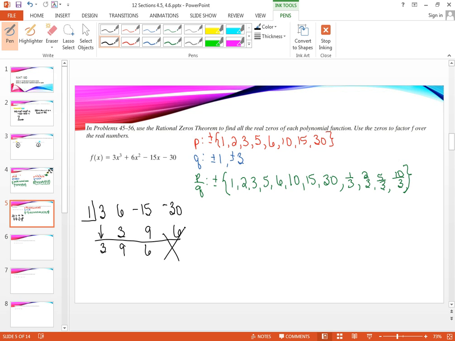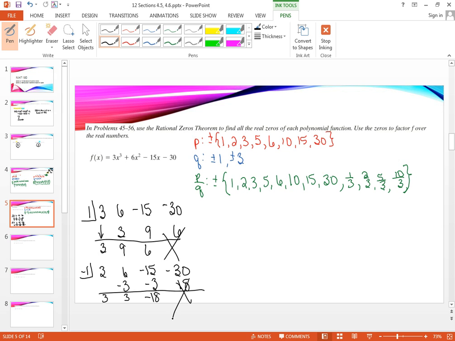Let's go negative 1. See if I can get it to fit here. Into 3, 6, negative 15, negative 30. All right, so that's negative 3. 6 minus 3 is 3. Negative 1 times 3 is negative 3. Negative 15 and negative 3 is negative 18. Negative 1 times negative 18 is 18. That's not 0 either. So you see what I'm doing? I'm just trying numbers. I'm trying to find one that works.